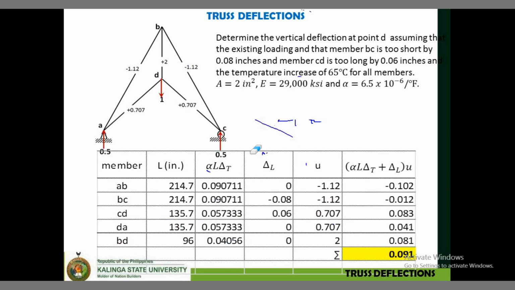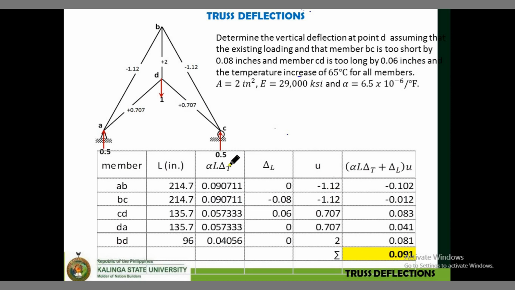Same true with BC. That is under compression, which is equal to negative 1.12. Si member CD at saka DA naman, CD and DA, is under tension, kaya positive, 0.707. And member BD is under tension also, which is equal to 2.